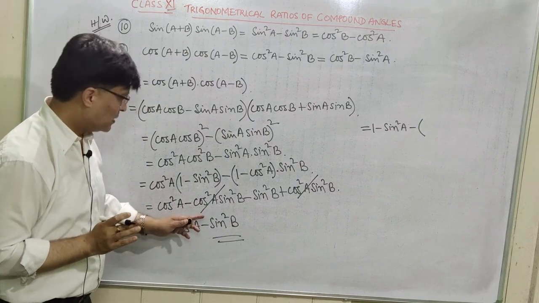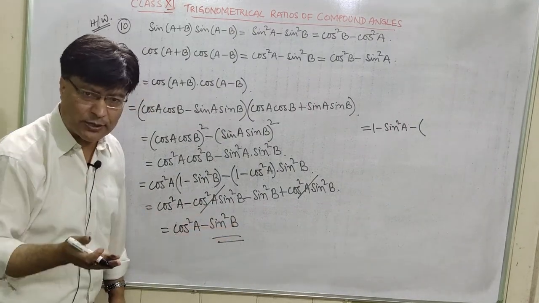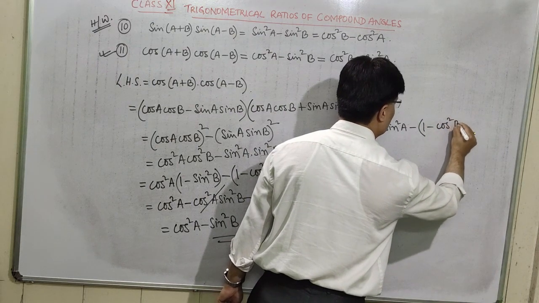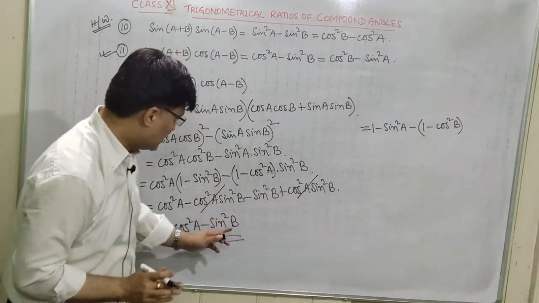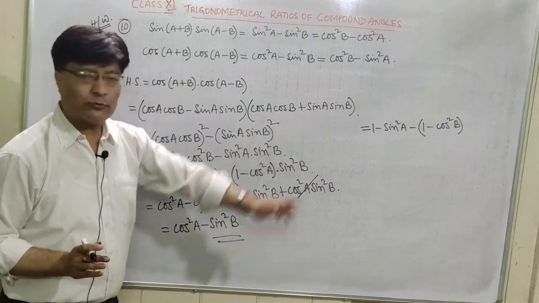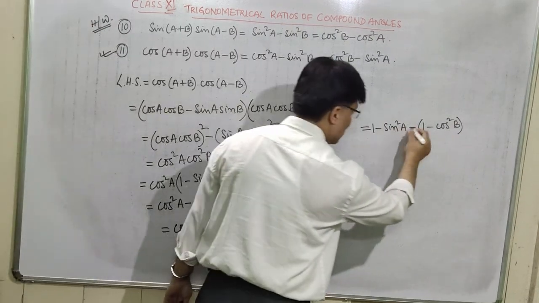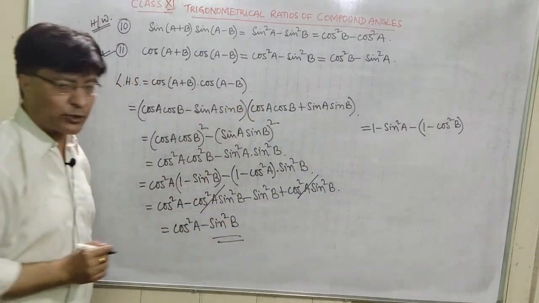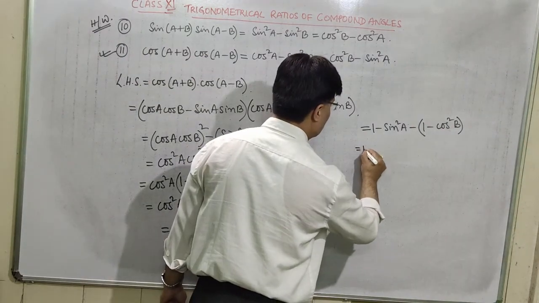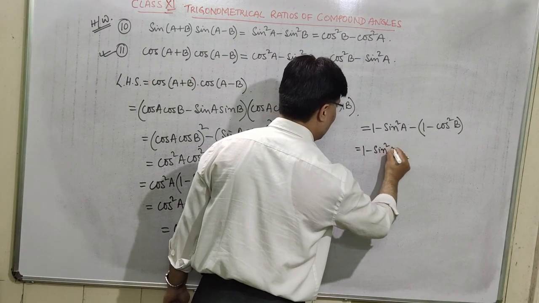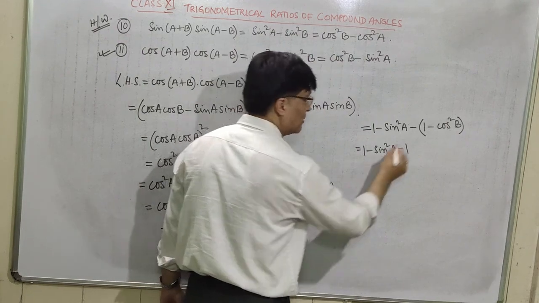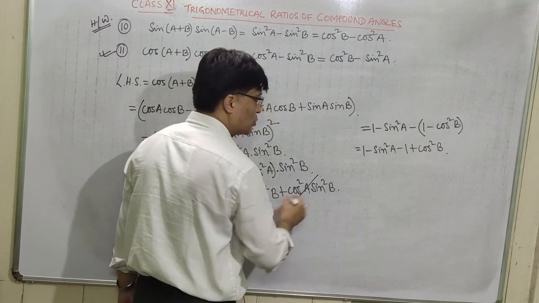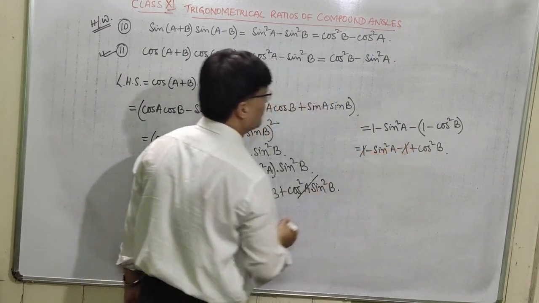So let us convert this sine square b in terms of cos square b. So it is 1 minus cos square b. Since there is minus sign here, so you have to put it within bracket. Okay, so that the sign can be changed, so that we can prove cos square b minus sine square a. So which is equal to 1 minus sine square a minus 1, minus into minus plus cos square b. So here you can cancel this, plus 1 minus 1 will be cancelled.